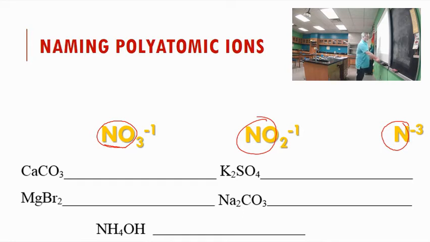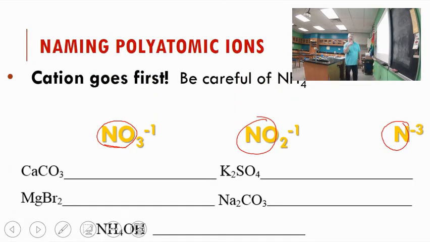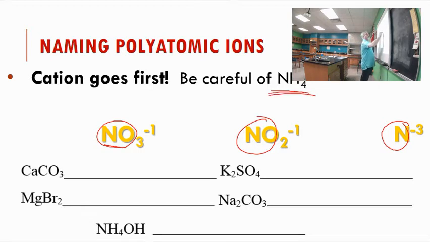All right, when we're naming these, they start off the same way we did with a binary: the single element positive ion, the single element negative ion. They start off the same way. I want you to be careful, though, of NH4. Why? Because that is our only positive polyatomic ion.